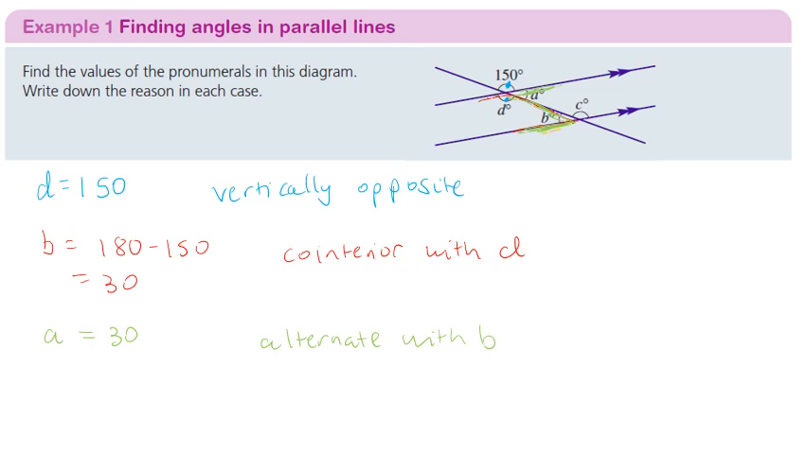And the last one is C, which I'm going to say is supplementary with B. So C equals 180 minus 30, which equals 150. So supplementary with B.